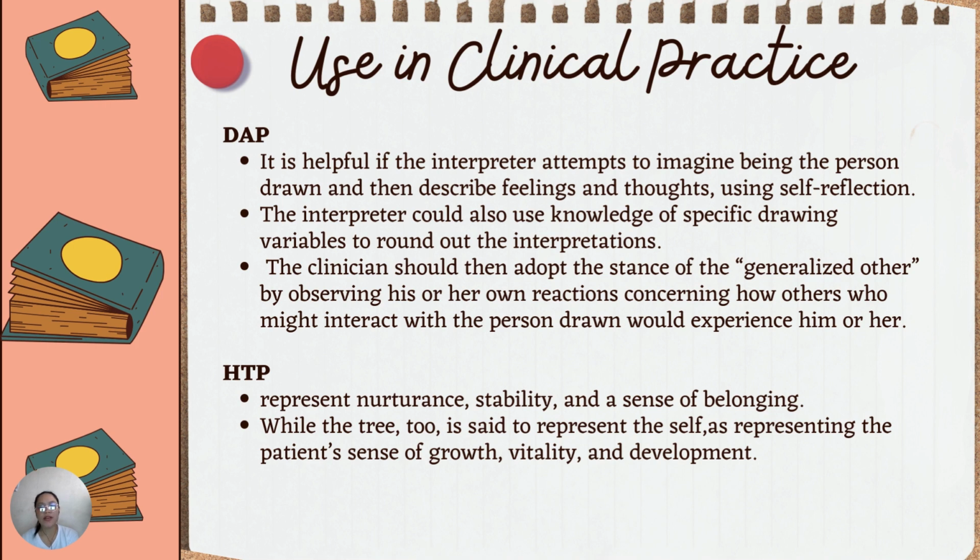Moreover, for the HTP, although there is no agreement concerning what the house and tree symbolize, other than a representation of the self, the house is sometimes said to represent the part of the self that is concerned with the body. However, it is also said to represent nurturance, stability, and a sense of belonging. The tree too is said to represent the self, representing the patient's sense of growth, vitality, and development. There is little research concerning interpretive guidelines, but the analysis of the house and tree parts is often identified with various aspects of the self.